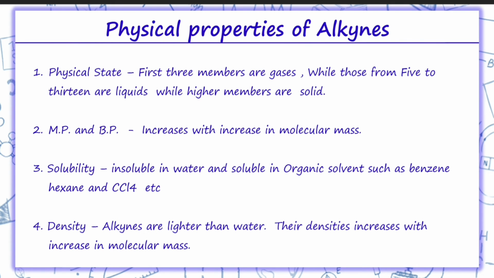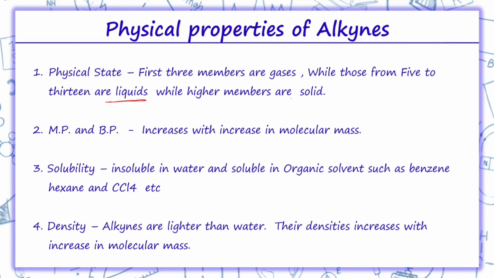Now, coming on to the physical properties of alkynes. The physical state: the first 3 alkynes are gases, while those from 5 to 13 are liquids, and higher members are solids. Melting and boiling point, as we already know, increase with increase in molecular mass. Solubility: it is insoluble in water and soluble in organic solvents like benzene, hexane, ether, carbon tetrachloride, etc. Density: alkynes are lighter than water, and their density increases regularly with increase in molecular mass.